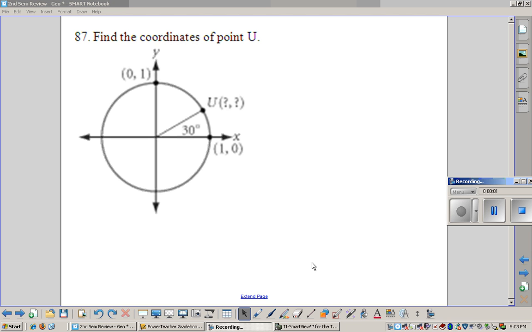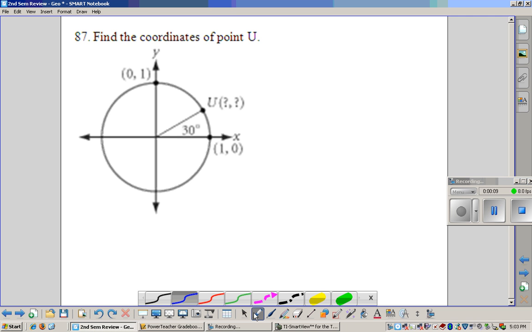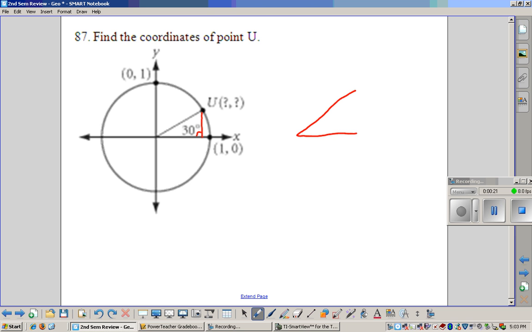Okay, this next problem wants us to find the coordinates of U, the x and y coordinate of U. To do that, we're going to use the trick of a 30, 60, 90 triangle. The reason I know that is because they give us a 30 right here, and I'm going to draw down perpendicular, 90 degrees. Pull this triangle out to make it 30, 60, 90. It's a little bit bigger, so we can talk about it. This is 30. This will be 90. This will be 60.